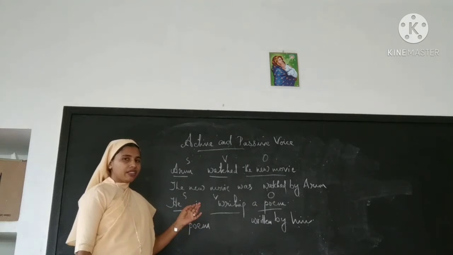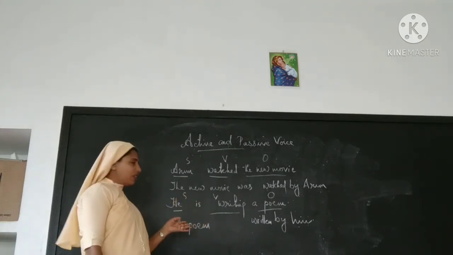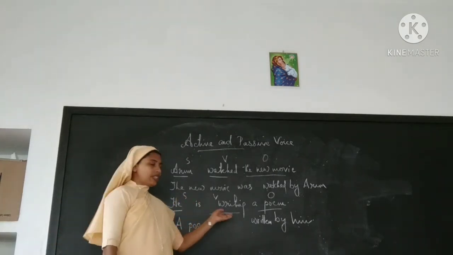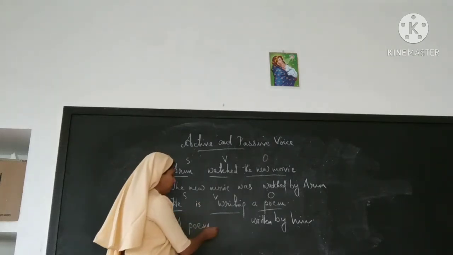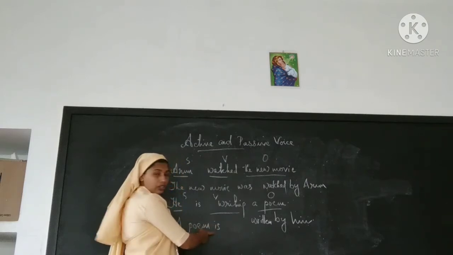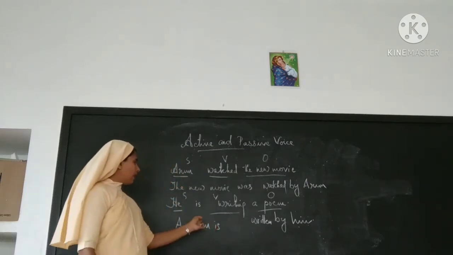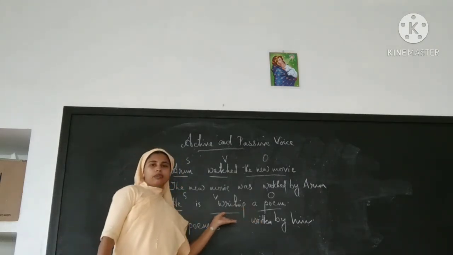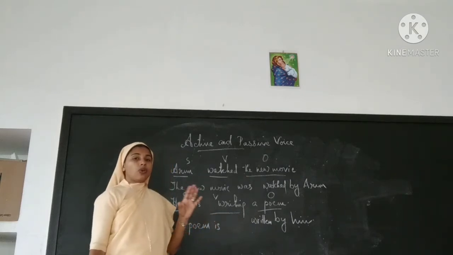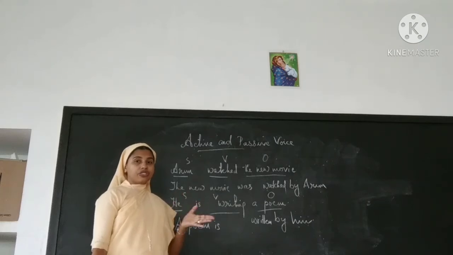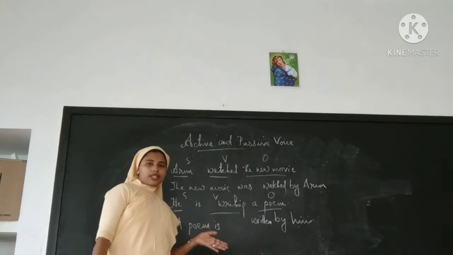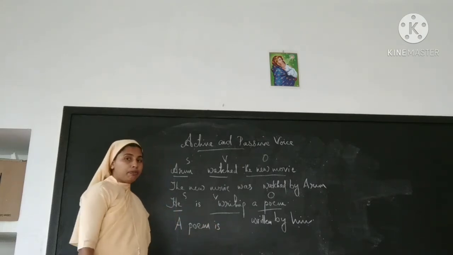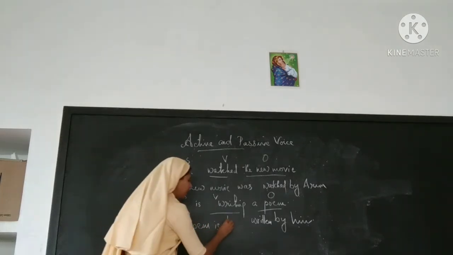There must be helping verbs. Okay, so what is the helping verb used here? Is. A poem is. Since it is singular, we use the same is. Okay, and a poem is written by him. If it is like this, there is no change from simple present and present continuous. There is no difference there. So something must be added in continuous tense. What is that? Being. B-E-I-N-G. Being.